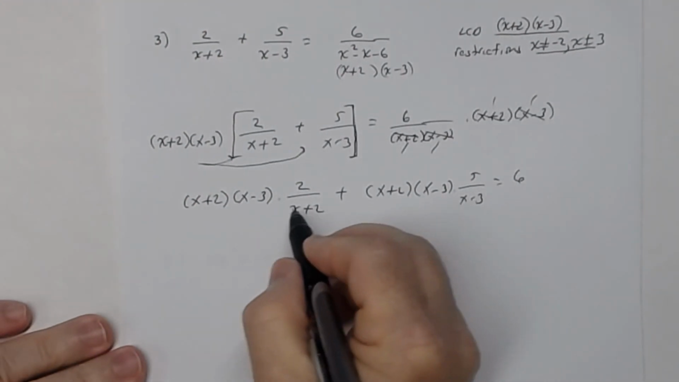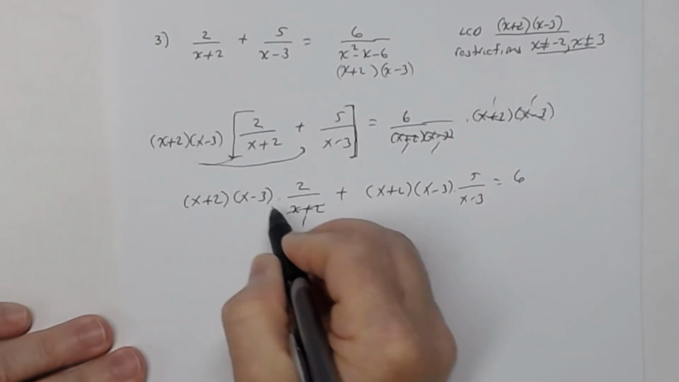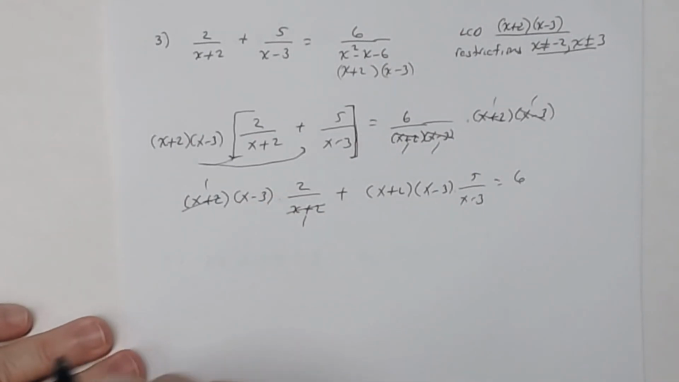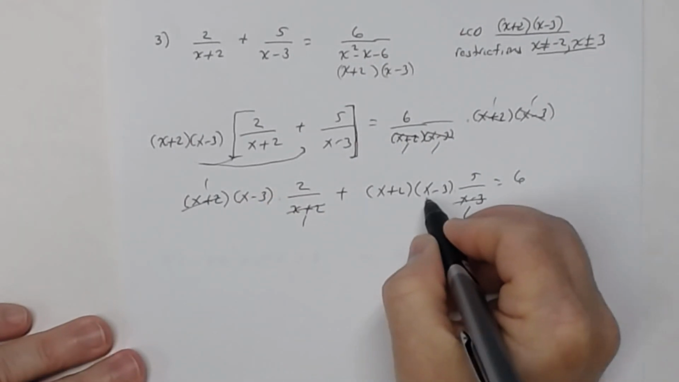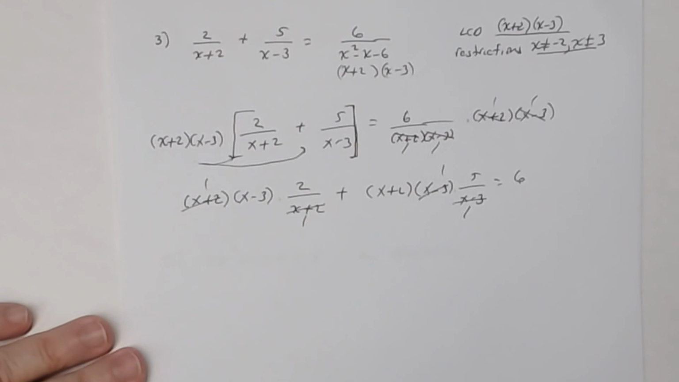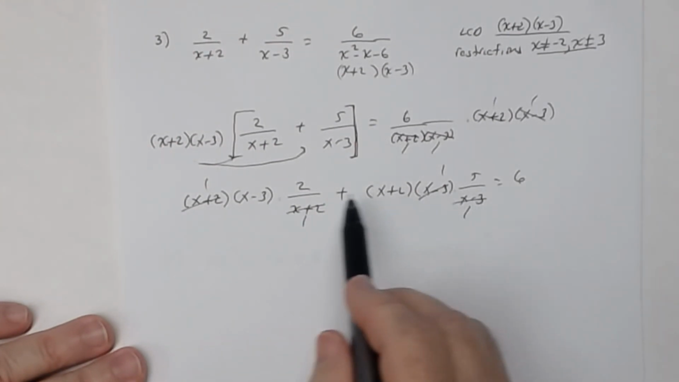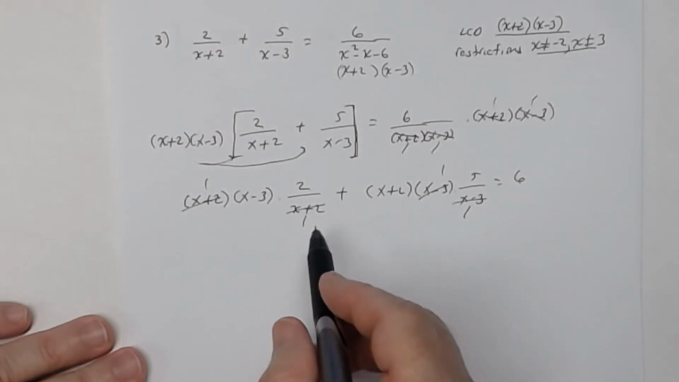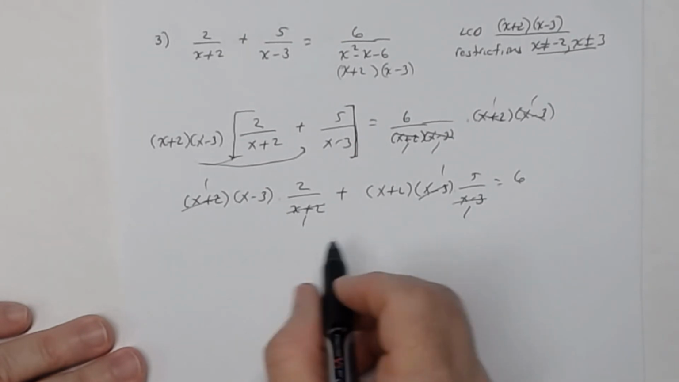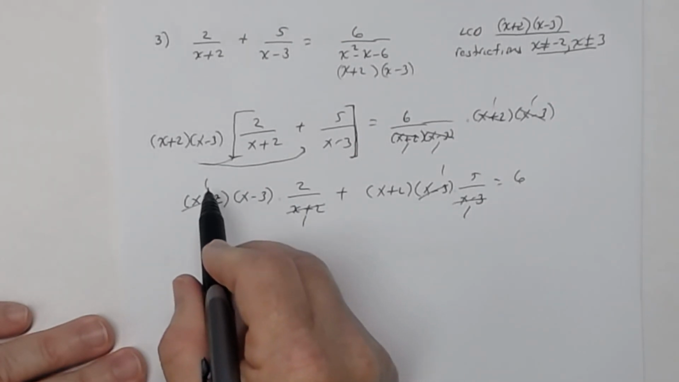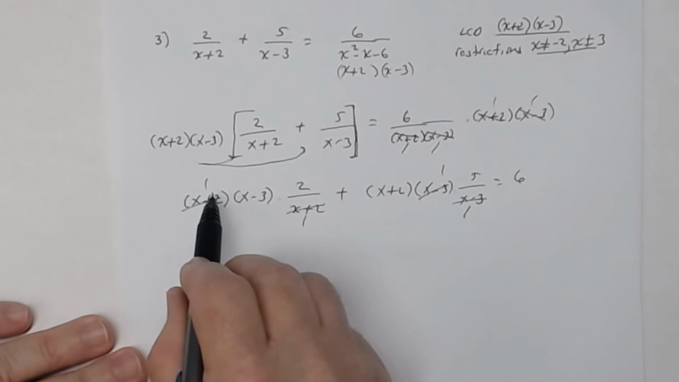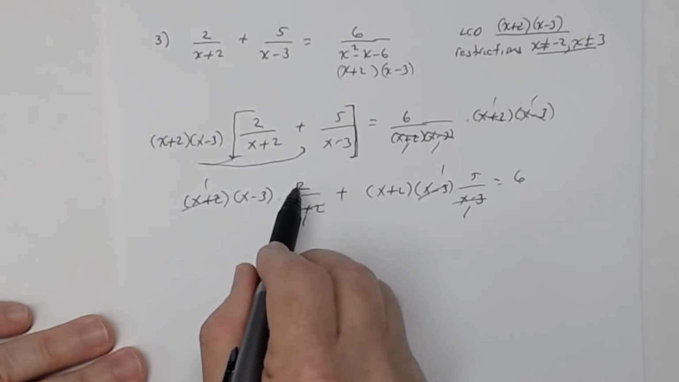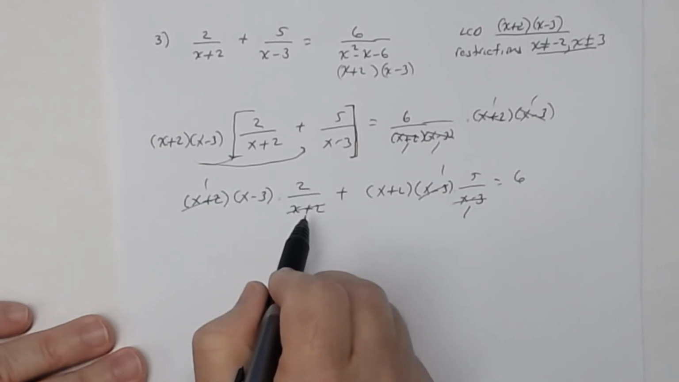Now let's go ahead and reduce the left-hand side. So the x plus 2's divide out. You're left with factors of 1. The x minus 3's divide out, we're left with factors of 1. So now we're going to rewrite this equation without those denominators. Now notice that what you see here is 1 times x minus 3 times 2. This is 2 right here. 2 divided by 1 is 2.